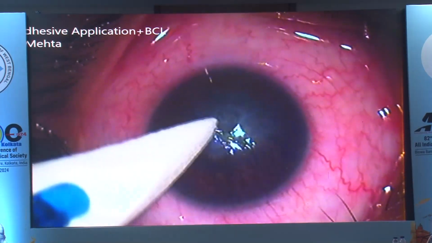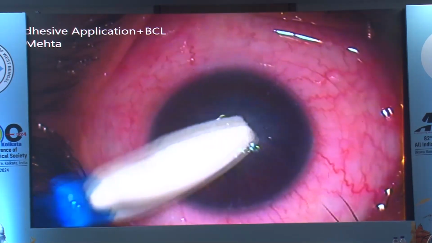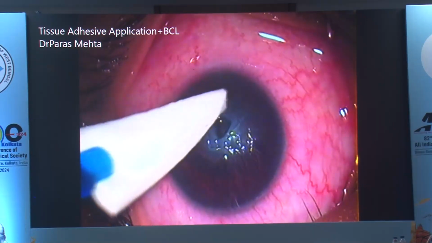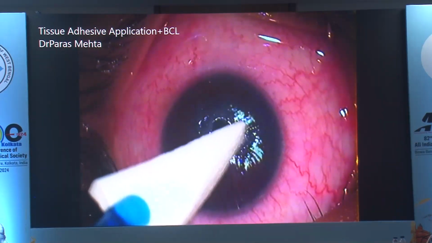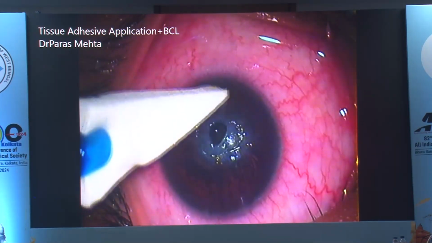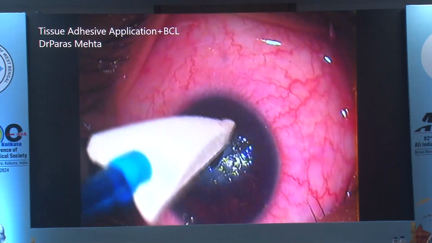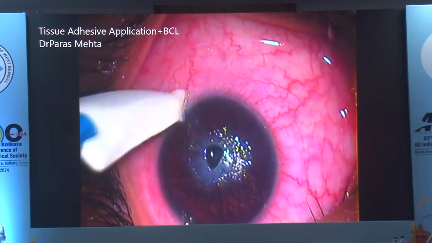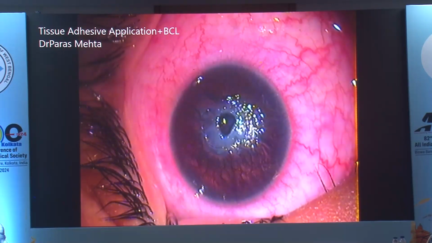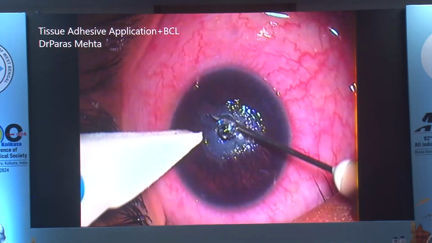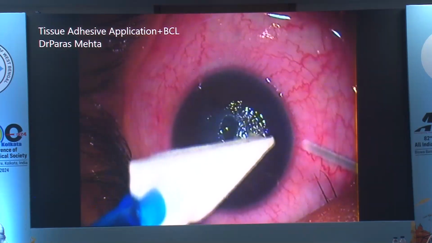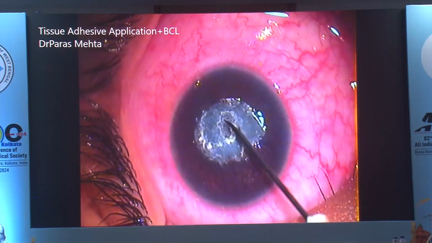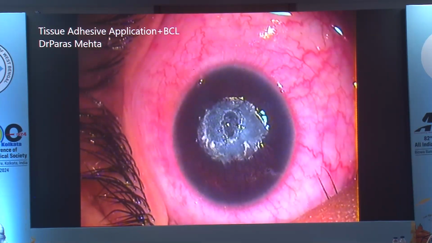This is similarly another case where instead of a number 15 blade, I am using a dry Merocel sponge. If it is dry, you can definitely remove the epithelium with the help of the sponge because it is firm, and that creates a base for your tissue glue to sit there, as you can see here. In a similar manner, you can put a small amount of cyanoacrylate. As you can see here, a very small amount, and the excess is absorbed with the help of a Merocel sponge. So a small nice thin layer is formed.